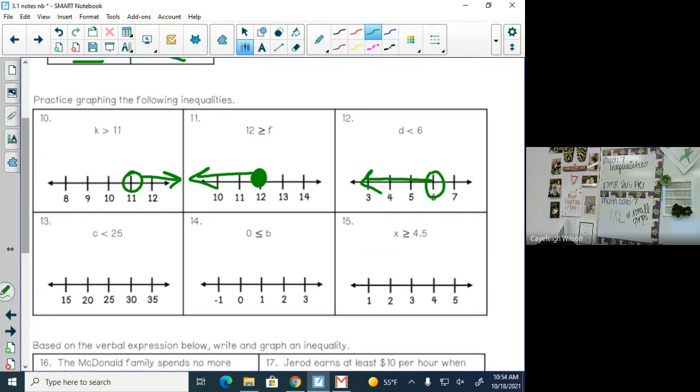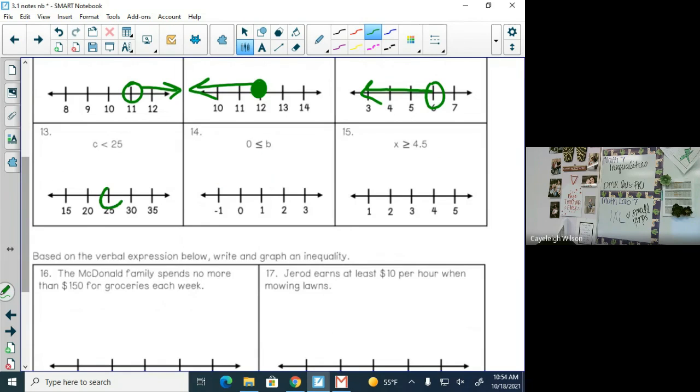All right, 13. Open or solid on that 25? Open. And then who wants to read this one? Jonathan. So which way am I going to shade it? Which way am I going to draw my arrow? To the left, because it's less. All right, do 14 and 15.